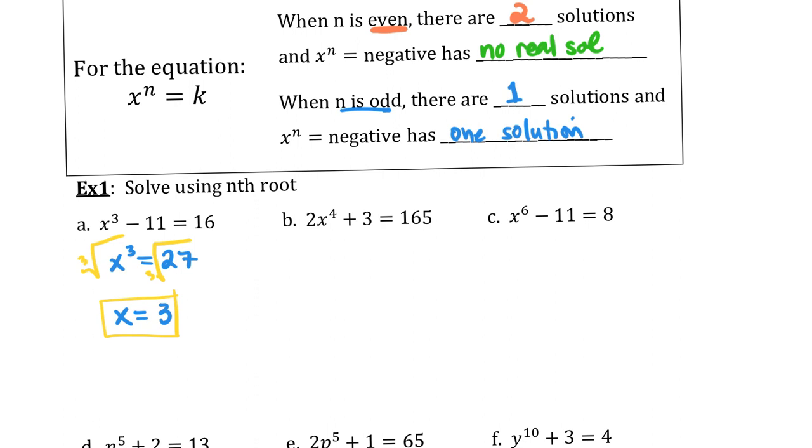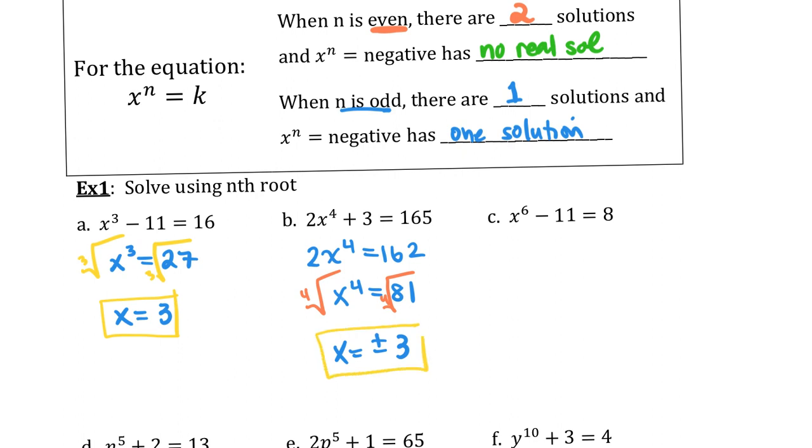Let's try the next one. It's minus the 3. So 2x to the 4th equals 162. If I divide by 2, I get 81. So I have x to the 4th, so I'm going to do the 4th root of 81. Now should I get 1 answer or 2 answers? Since this is even like a square root, I should get 2 answers, positive and negative. What's the 4th root of 81? 3. That's because if I multiply a negative times itself an even number of times, it goes back to positive.